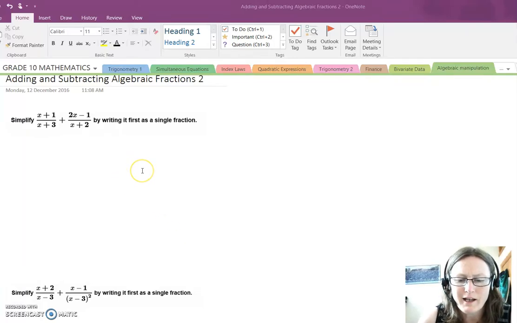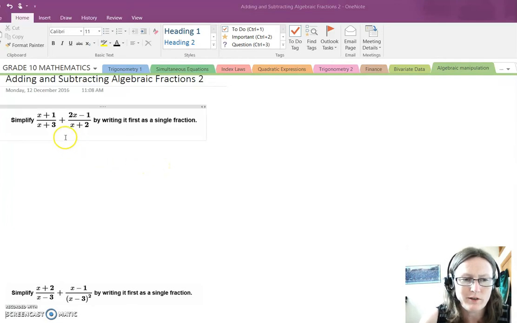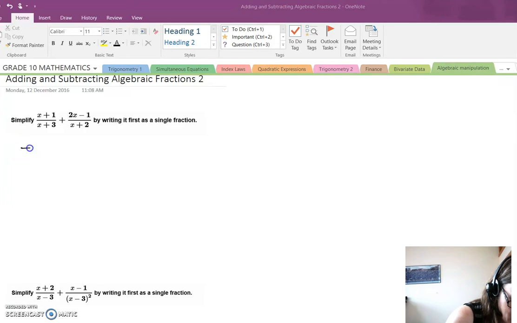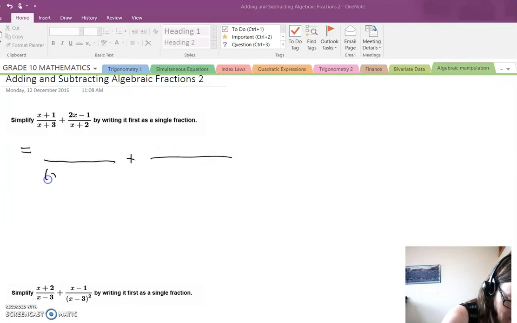When there is an algebraic expression in the denominator of each fraction, so an algebraic expression here in the bottom of each fraction, we can obtain a common denominator by writing the product of the denominators. So in other words, we have an algebraic expression in the denominator of each fraction. Our common denominator for each fraction is going to be, let's multiply these together, x plus 3, x plus 2. So that is our common denominator.